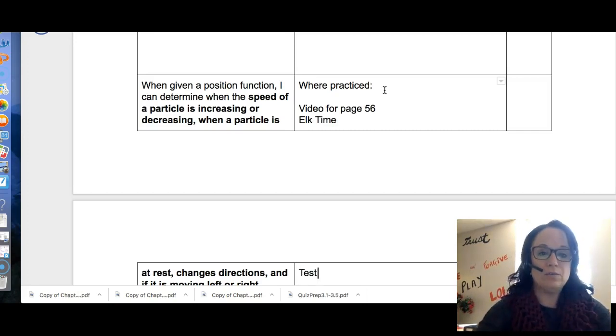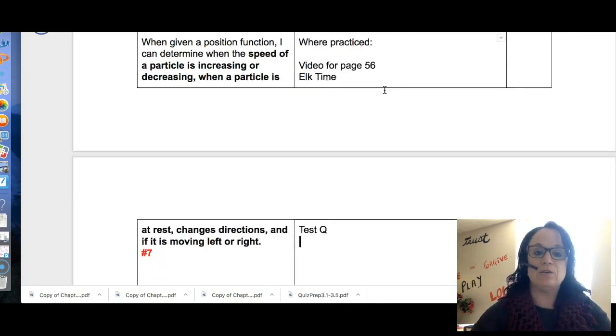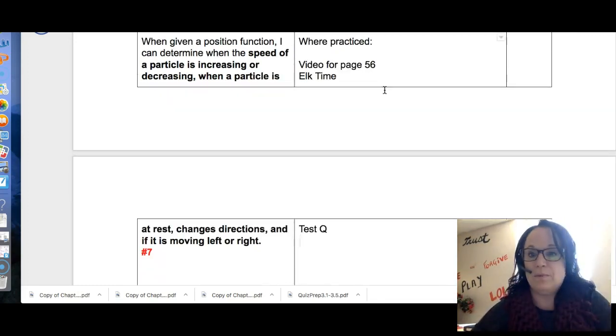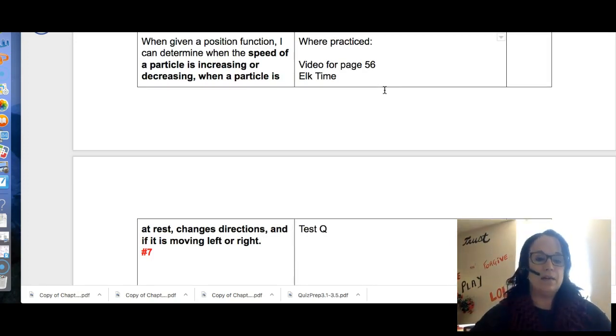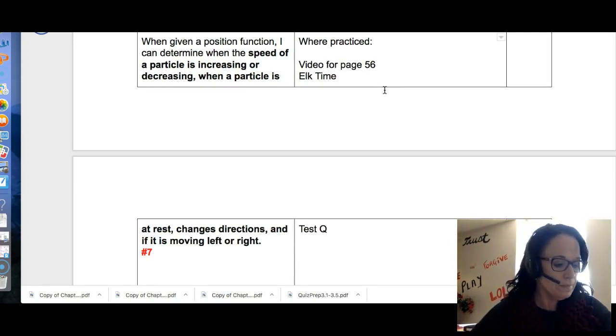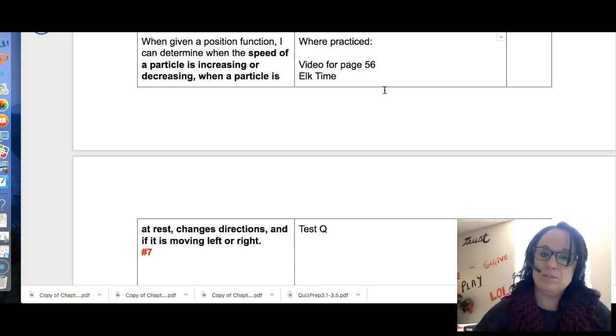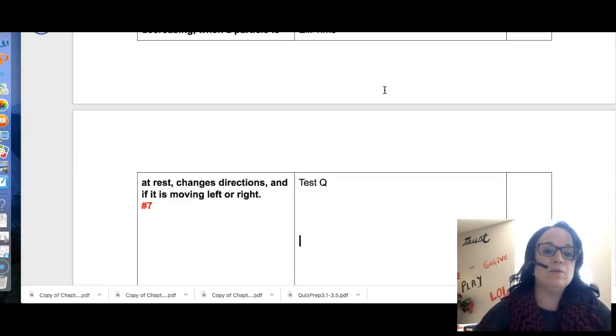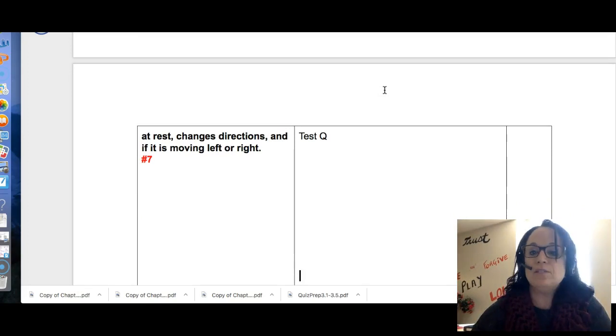Also look at that test question on particle motion and see how you did on that question that said, on what interval is the particle increasing or decreasing? If you got that right, you're at least at a 3. That ought to do it. And that's going to be question number 7. You might say only one question. Question number 7 on the test.